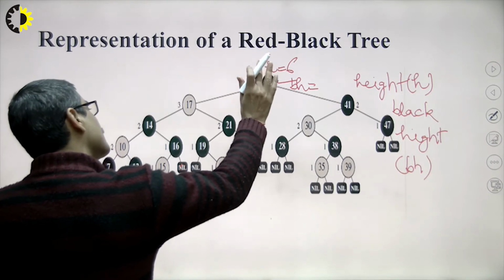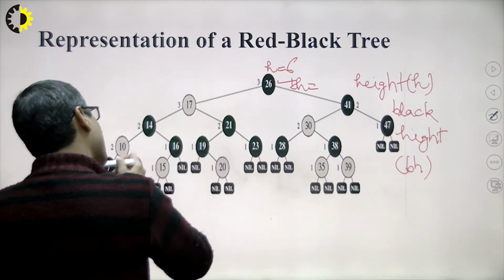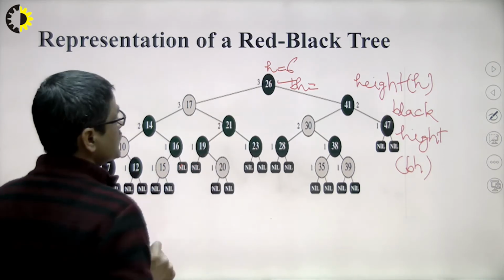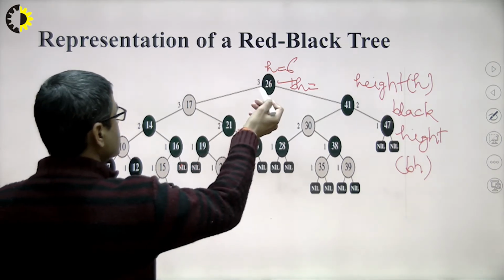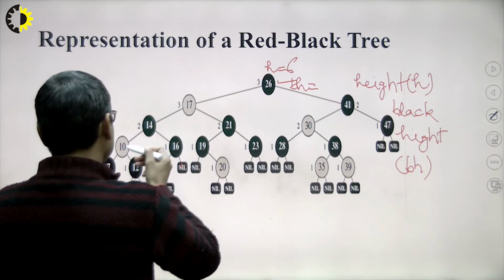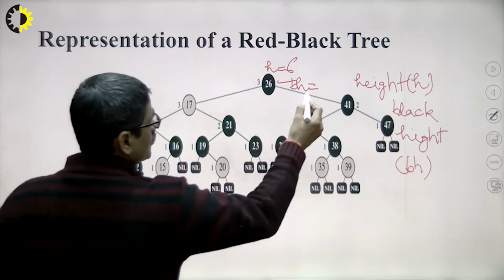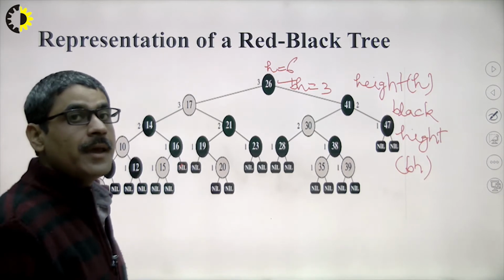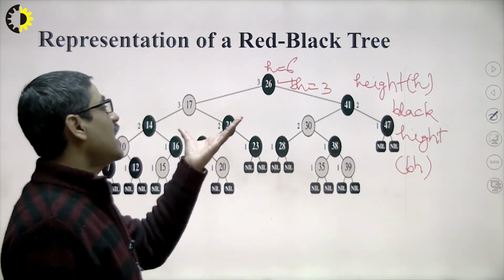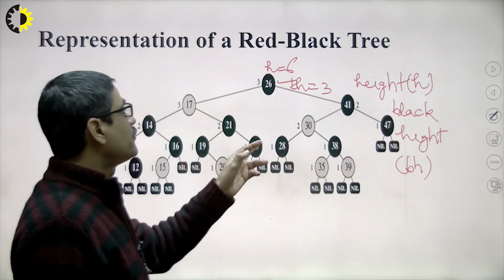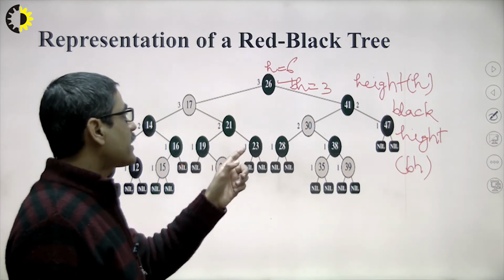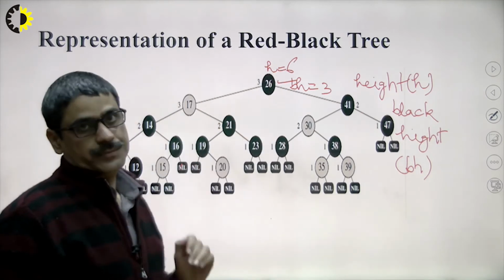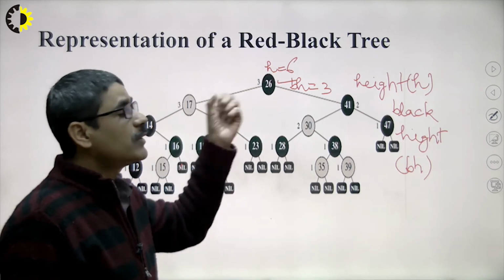Other than these nodes, you have to calculate the number of black nodes which appear in the path from the node to the leaf. Suppose this leaf is taken. If you just consider that, you are getting 1 black node, 2 black nodes, 3 black nodes. So black height equals 3. So what is black height? Black height is basically the number of black nodes from the given node to the leaf, excluding that node. So here we have excluded this 26.